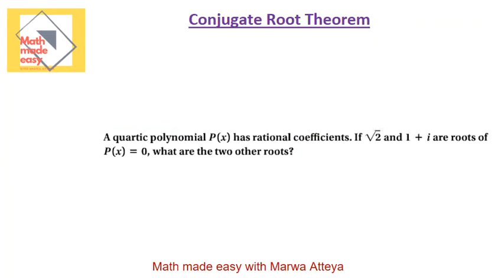Now, as we have discussed before, rational roots are roots that can be written in the form of a over b, like as we said, -3 over 1, 5 over 2, half, and so on. These are rational roots. Now, we said that there are other types of roots, which are irrational roots.